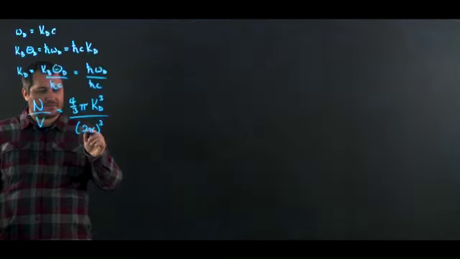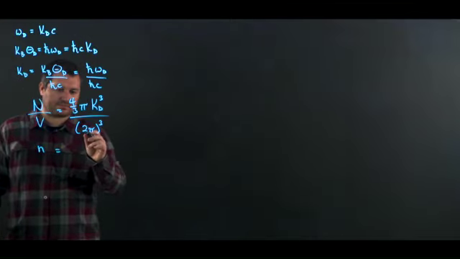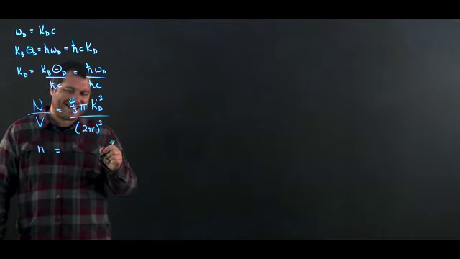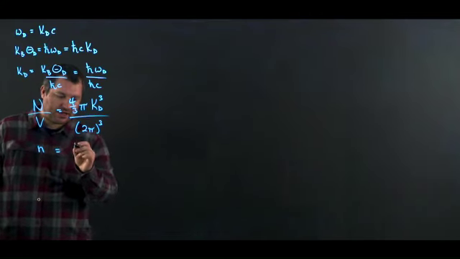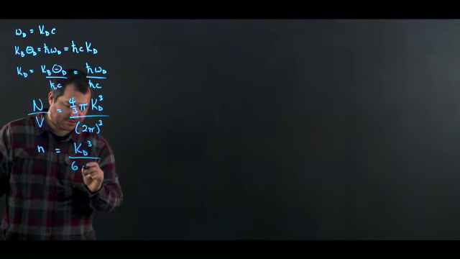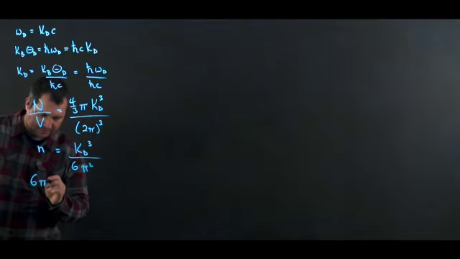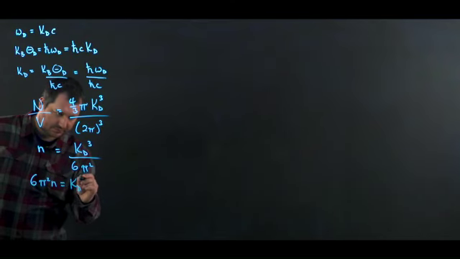Now what I can do with this is simplify, and I can right off the bat notice this is just some little n, a number per unit volume. What I've got on the top is 4. This is 2 times 2 times 2, which is 8, so I'm going to get a half here. I've got 3 in the bottom, so that's going to be 6. I'm going to get kd cubed over 6 pi squared. And I know that 6 pi squared n equals kd cubed.